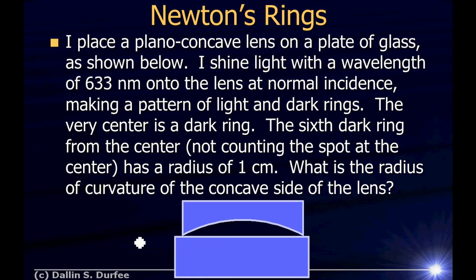All right? So I shine light with a wavelength of 633 nanometers onto the lens at normal incidence, making a pattern of light and dark rings. The very center is a dark ring. The sixth dark ring from the center, not counting the spot at the center, has a radius of 1 centimeter. What is the radius of curvature of the concave side of the lens?